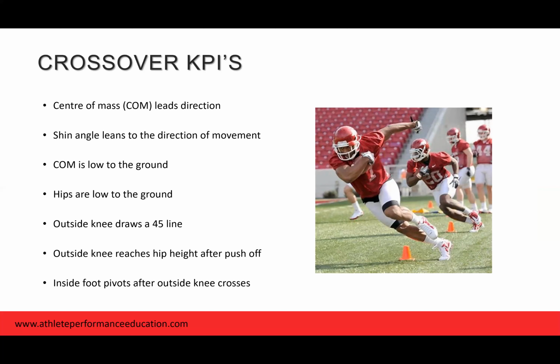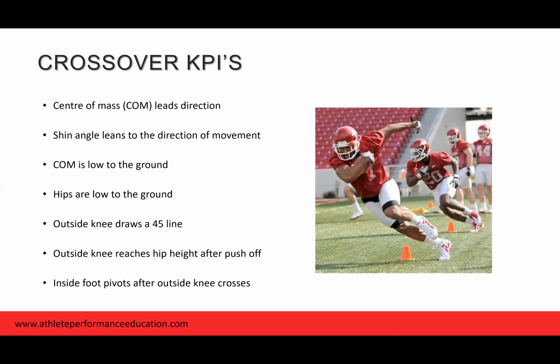There are some slight variations we want to look for too, and these include the outside knee drawing a 45-degree line up the body. So if we look at that player with the ball at the moment, we want his left knee to continue to rise on a 45-degree angle across his body, and we want that to reach his hip height after push-off. So once that left foot has pushed off the ground, we want that knee to come up across the body and get to a hip height. That's going to allow for a nice stride length to continue his next step.